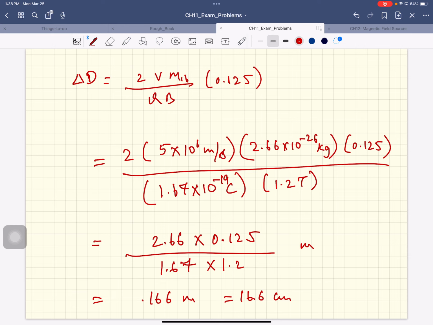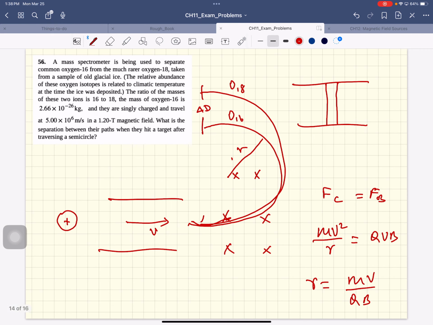So this is where the oxygen 16 would hit, and that's where the oxygen 18 would hit. How do you tell what the ratio is? When they hit here, this spot will be much less bright than this spot because there are fewer oxygen 18 atoms. The brightness will be a proxy for the ratio. Or you could measure a current or something like that.